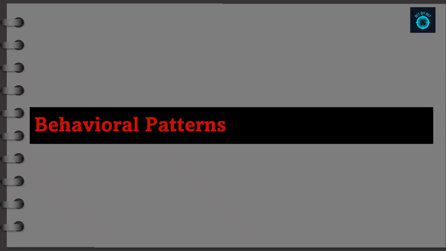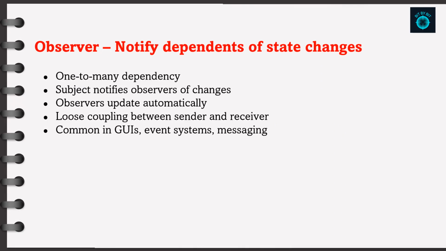Behavioral patterns. Observer: notify dependents of state changes. The observer pattern defines a one-to-many relationship between objects. When the subject's state changes, all dependent observers are notified and updated automatically.